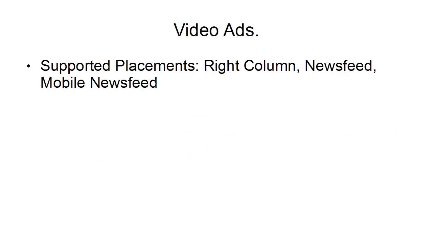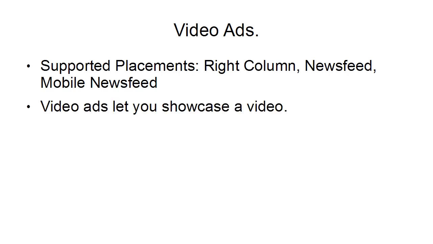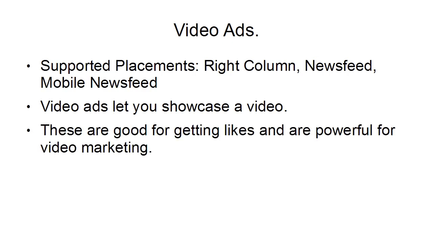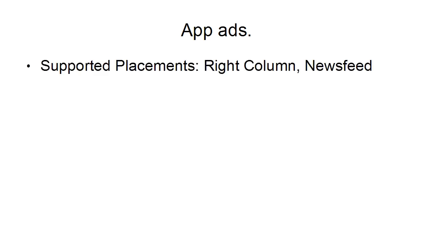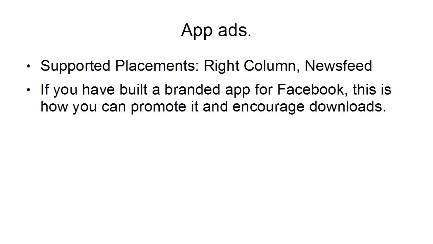Then there are video ads. And the supported placements are the right column, news feed, and the mobile news feed. And, as the name would suggest, video ads let you showcase a video. And they're good for getting likes, and they're powerful for video marketing. Then there are app ads, and the supported placement is in the right column and the news feed. And if you've built a branded app for Facebook, then this is how you can promote it and encourage downloads.